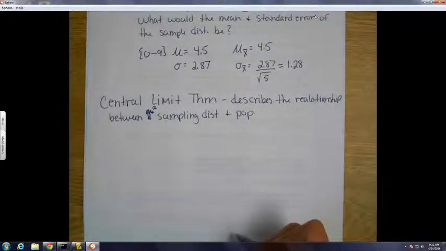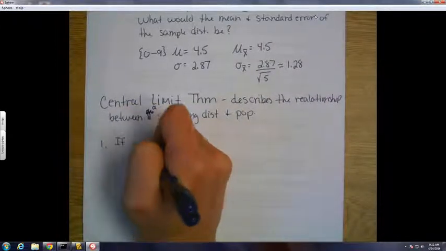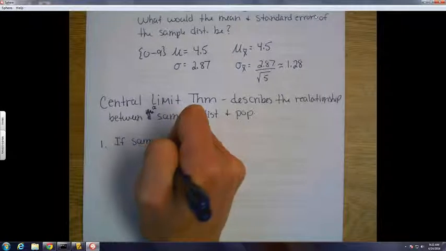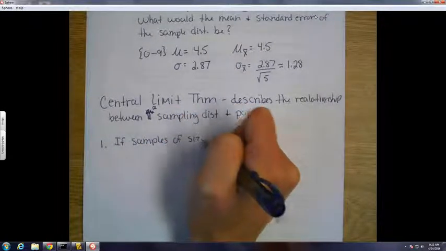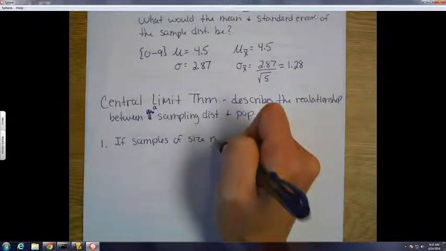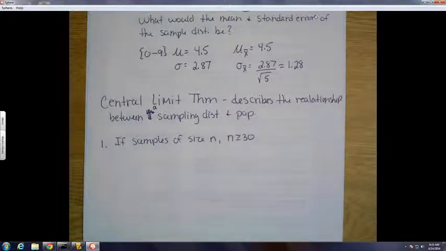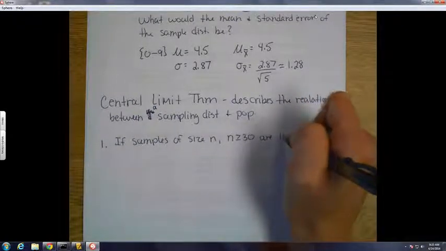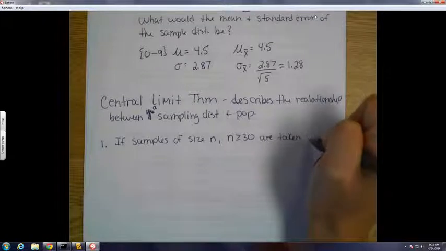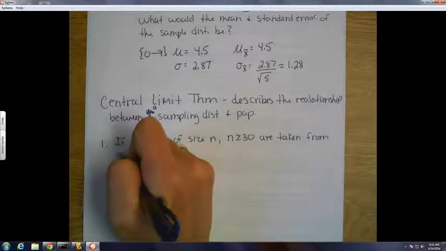Okay, 2 parts to it. First part, if samples of size n, where n is greater than or equal to 30, 30 is a magic number in statistics. I don't know why, somebody proved it. Are taken from any shaped population.